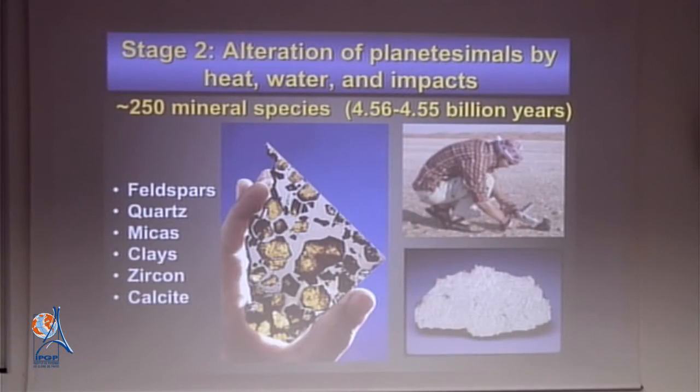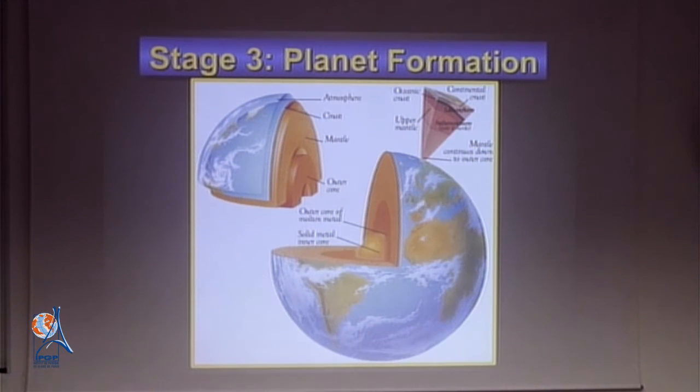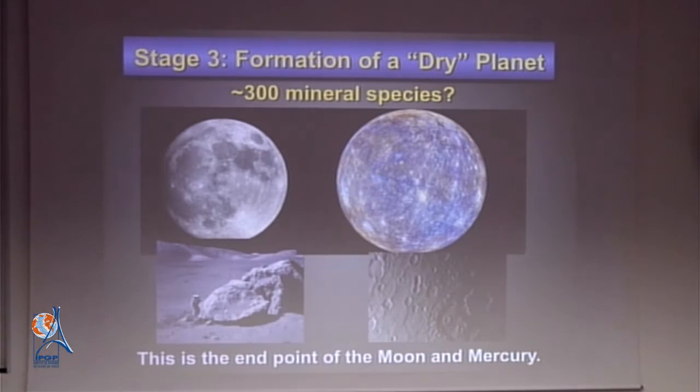So that's stage 2, the achondrite meteorites. And so these then become the building blocks of planets. Stage 3 is the planetary formation. Again, large-scale differentiation, various kinds of fluid rock interactions, impacts of meteors at the surface. Now, if you have a relatively dry world, like Mercury or the Moon, it looks to us like you can get perhaps 300 different mineral species, and that's about it. That seems to be the end point for those worlds that are relatively dry.